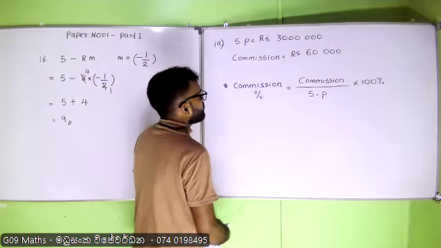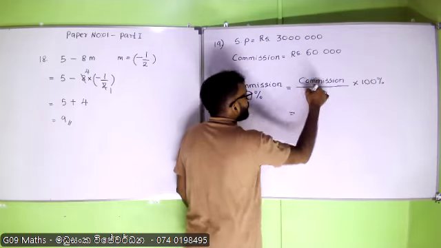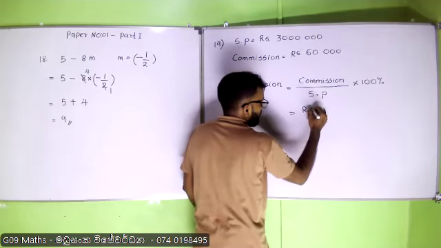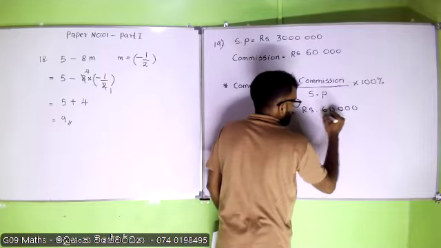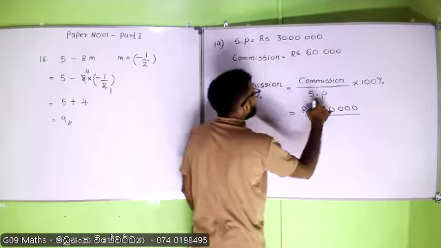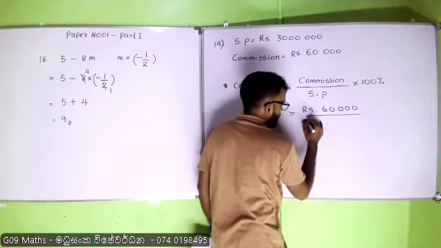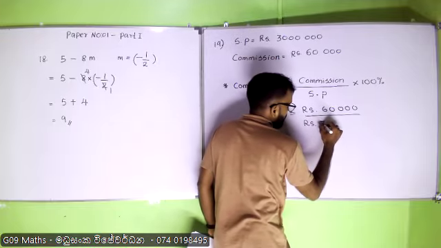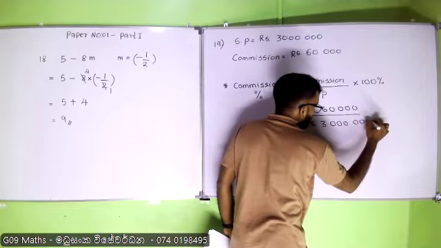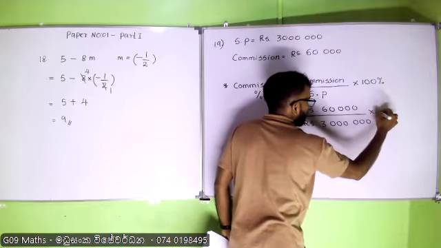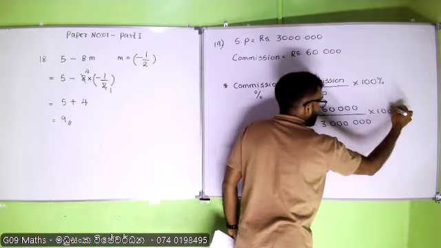Right? So the equal mark, you know the commission 60,000 rupees divided by selling price 30 million rupees. Now multiply by 100%.